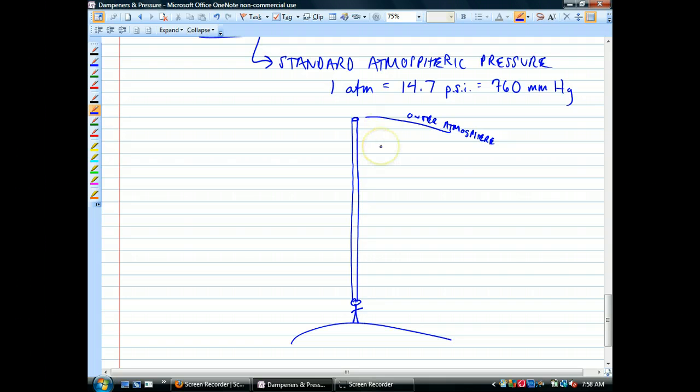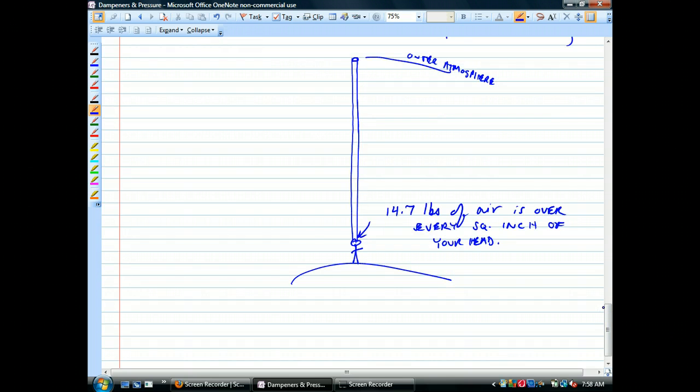Here's what we're saying. On every square inch of your head, there is 14.7 pounds of air over every square inch of your head.